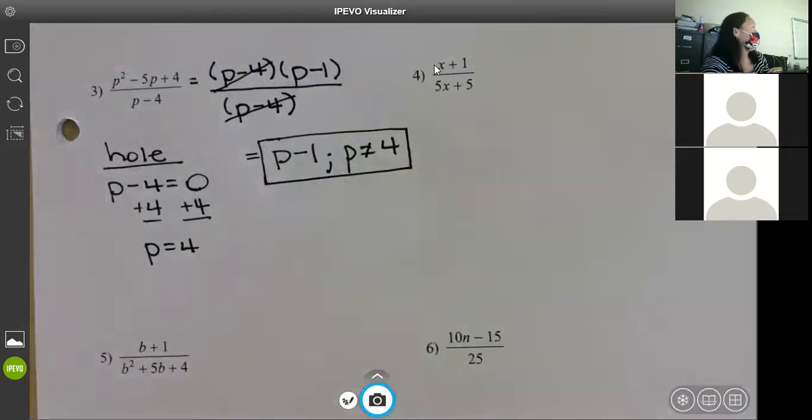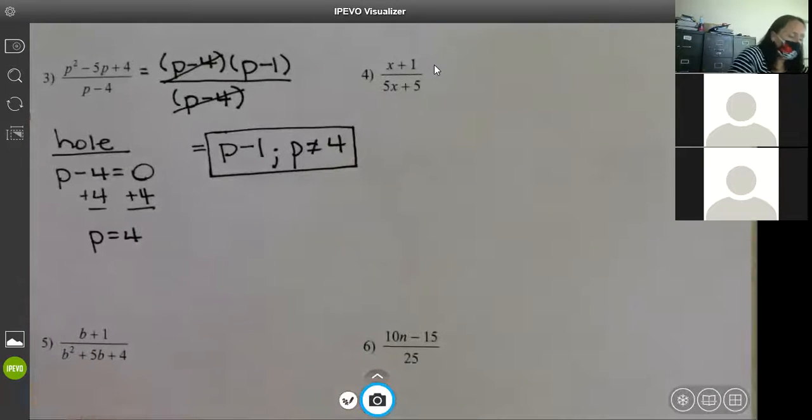That's it. That's all you did. All right, look at number 4. Again, just to reiterate, there's nothing left on the bottom, so I don't do anything else, okay? So mark it out as a whole. Something left on the bottom, we'll talk about that in a few minutes, all right? On the top, can I factor number 4 on the top?